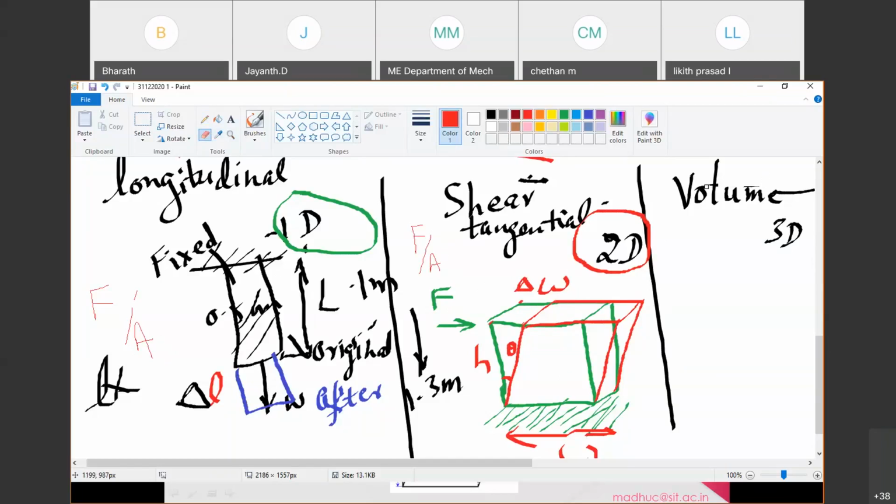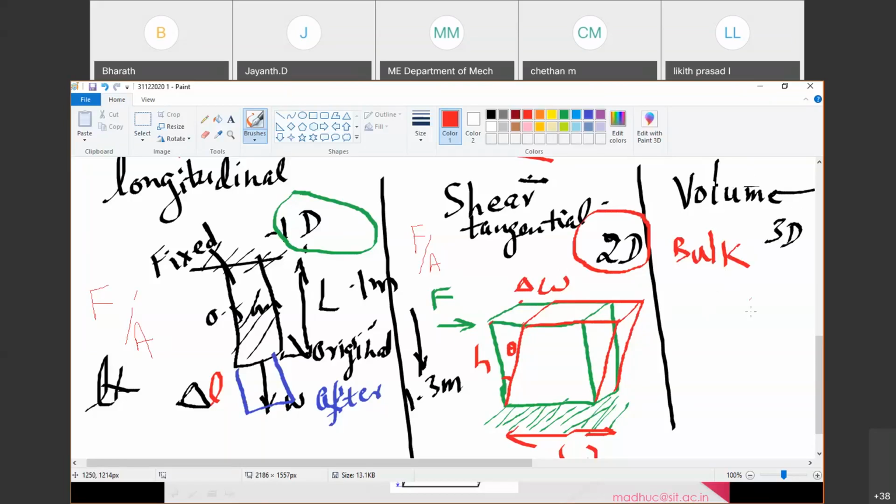Volumetric change or bulk. Some people use it as bulk, some people use it as volume. Both are the same, both having the same meaning. Bulk stress or volume stress. So what is this bulk or volume stress?